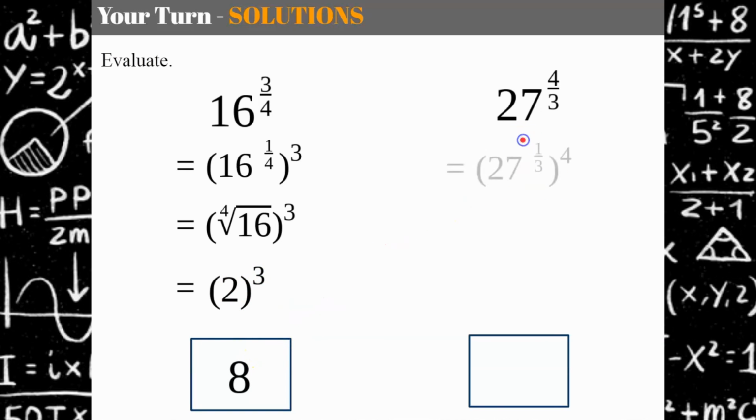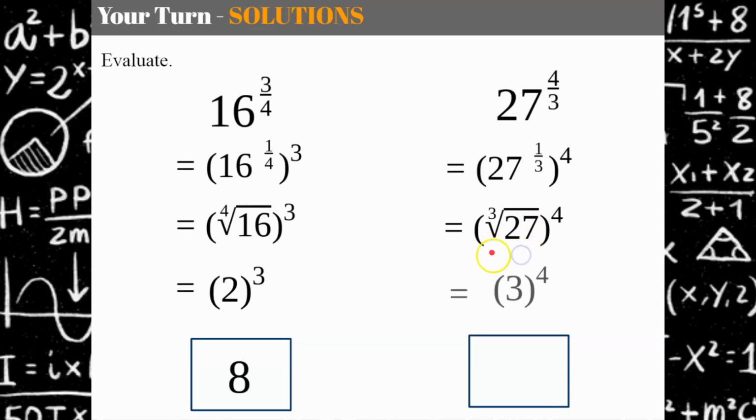Let's try 27 to the 4/3. We're going to write this as 27 to the 1/3 raised to an exponent of 4. Write it as a radical. Cube root of 27, which is 3. 3 cubed is 27, so the cube root is 3. 3 to the 4th is 81.